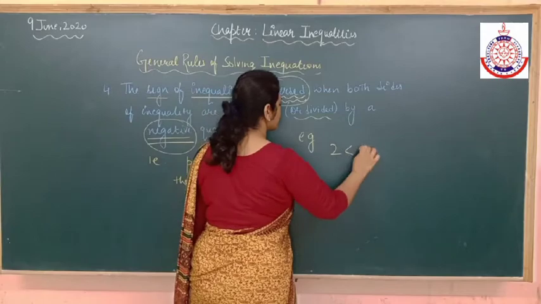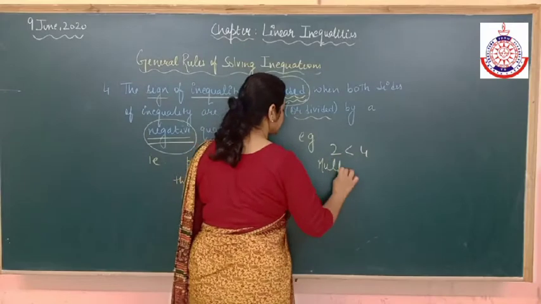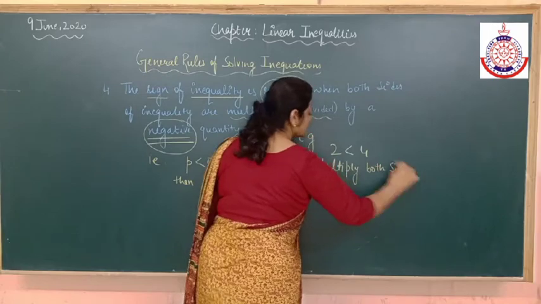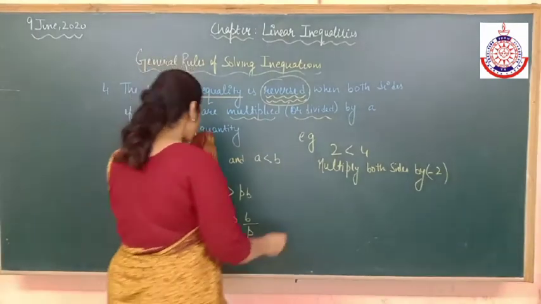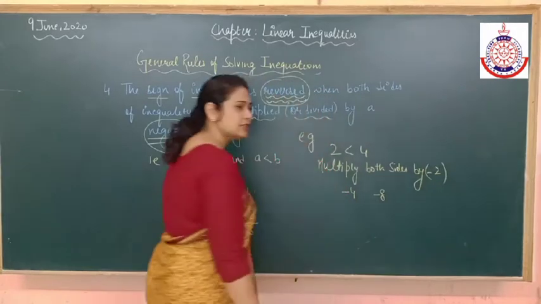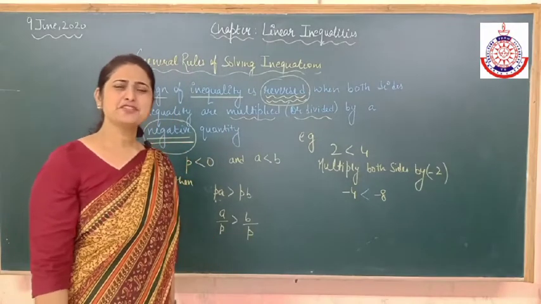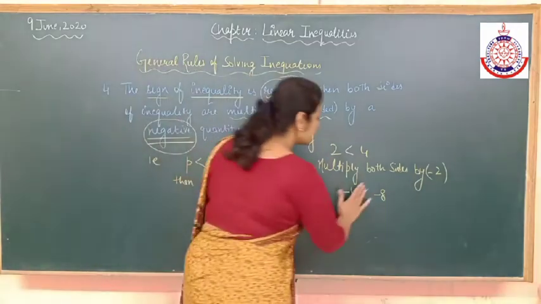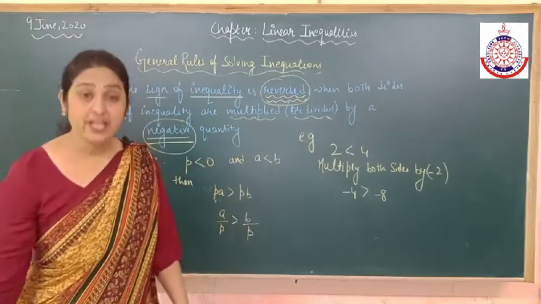Alright, let's take an example. Say 2 is less than 4. Multiply both sides by, say, minus 2. Minus 4 and minus 8. So can I write this? Is minus 4 less than minus 8? No. Minus 4 is greater than minus 8. So the inequality is going to change.